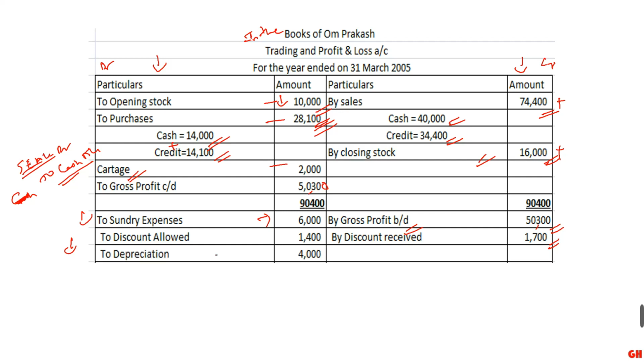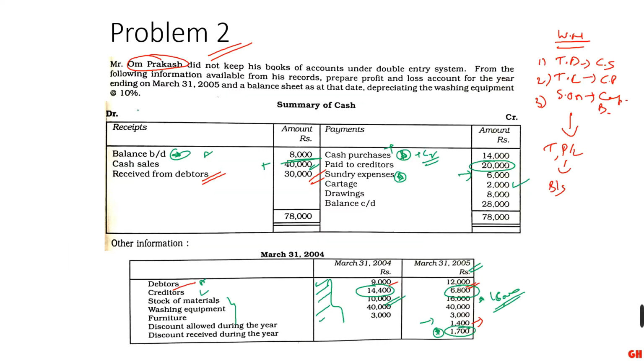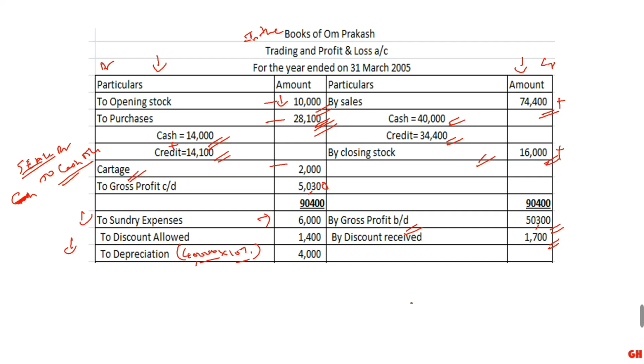Then to depreciation. Depreciation is a non-cash item. We have calculated depreciation on the equipment. So depreciation is 10%. If we calculate 10% of 40,000, it is 4,000. It is clearly mentioned that 10% depreciation has to be charged on washing equipment. So washing equipment, the amount as on 31st March 2005 is 40,000. So we are charging depreciation of 4,000.